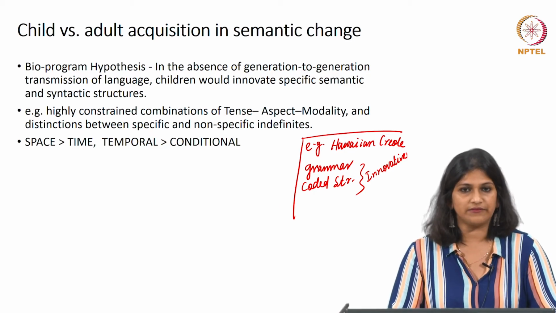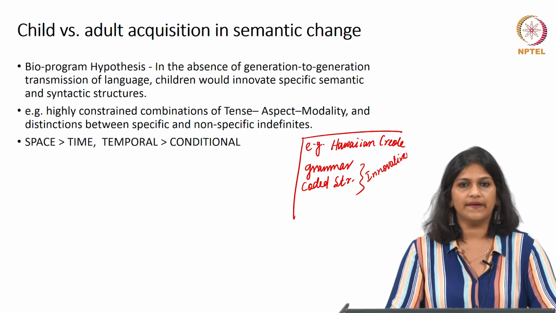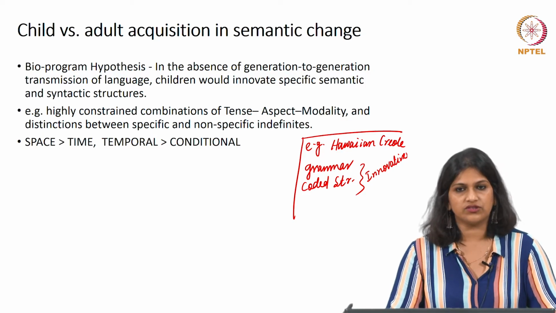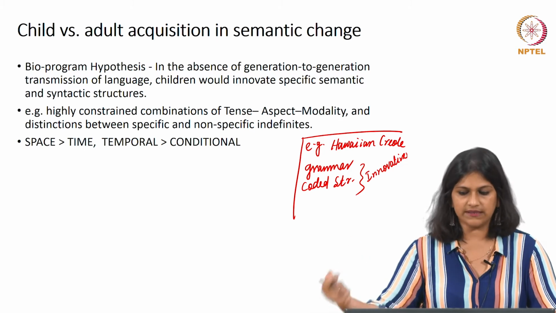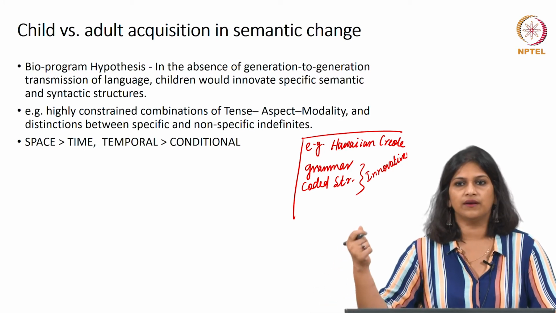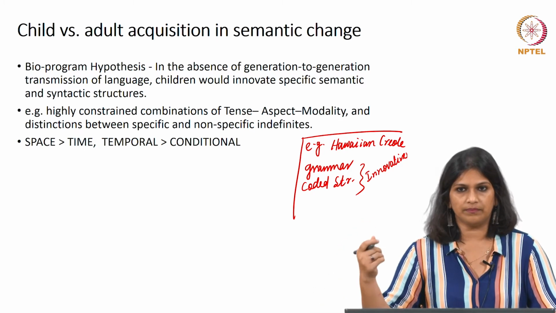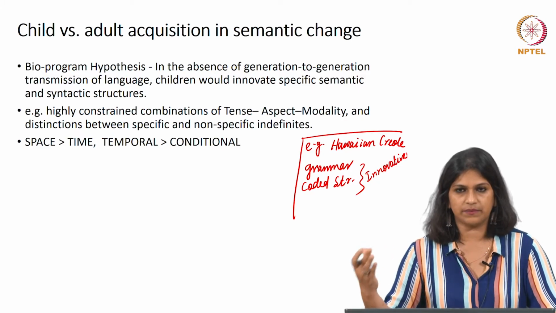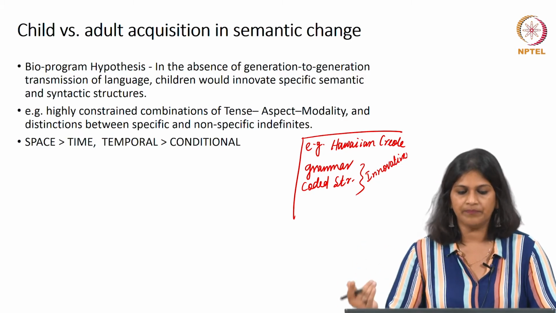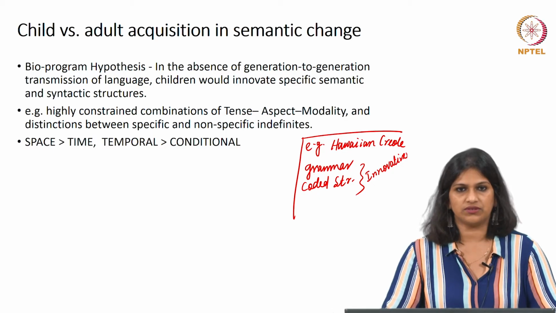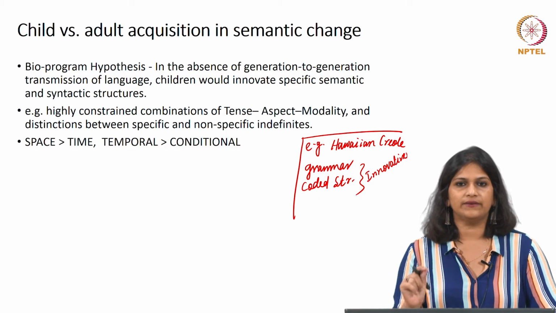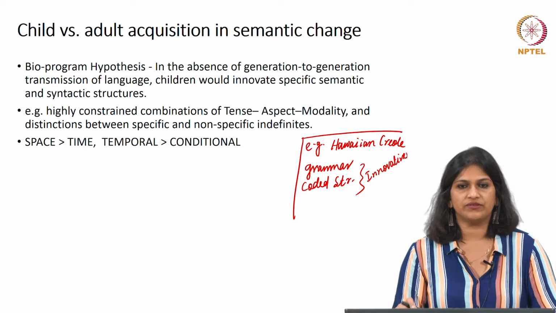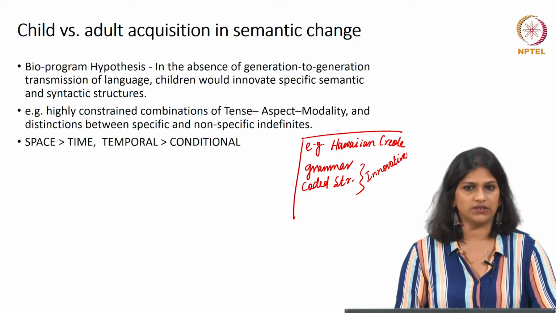So, why does such rigidity or such constraint happen in a child's language acquisition process? Because of the insufficient availability of inputs, and that has been the result of the lack of generation to generation transmission of language, right. In this connection, I would like to highlight one more phenomenon which would help us understand semantic change. So, what is it?